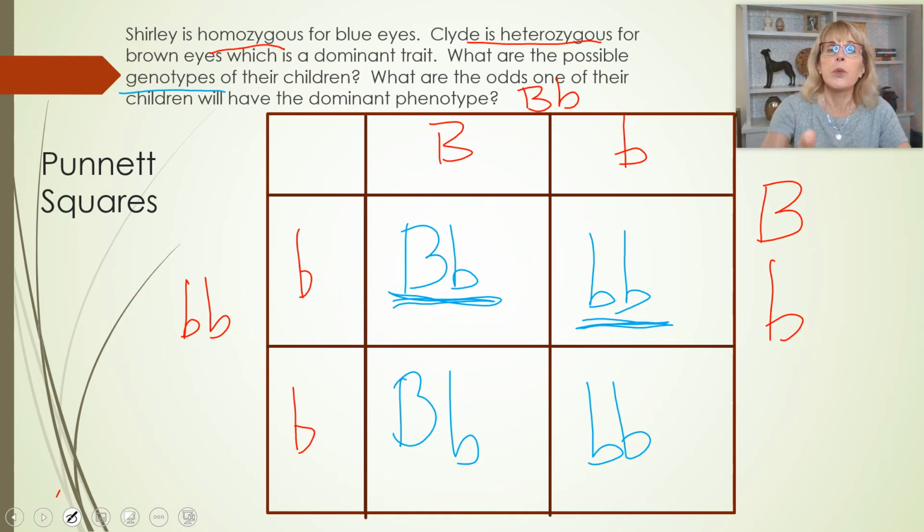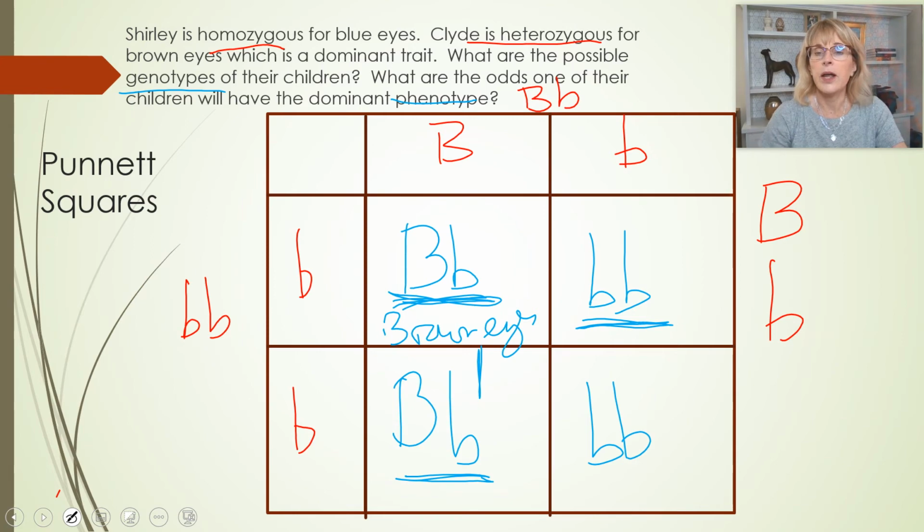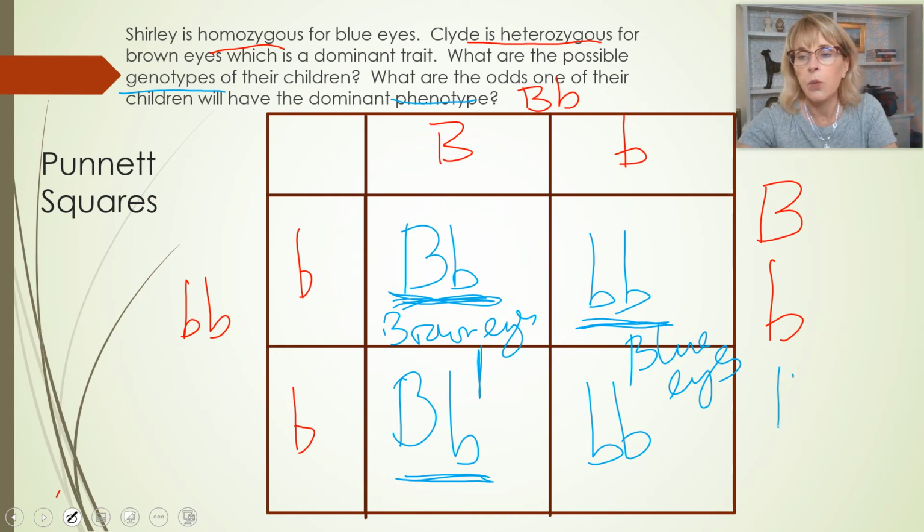Okay. Now, when we ask about phenotype, we don't mean these genes, these alleles. We mean, what will their kids look like, right? Well, when their kids have got heterozygous, they're just like their dad, and they've got brown eyes. So half there, and these guys will have blue eyes. Now, what are the odds? What are the chances that any kid that they have will have the dominant phenotype? The dominant phenotype is brown eyes, and the odds are 50-50, or 1-to-1.